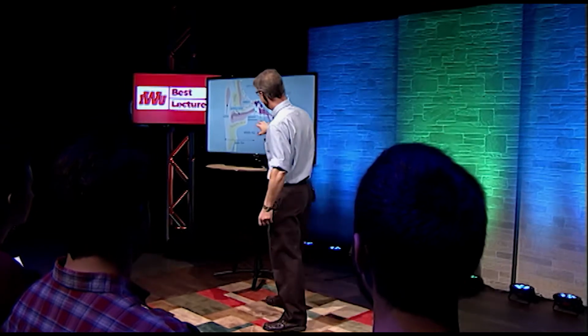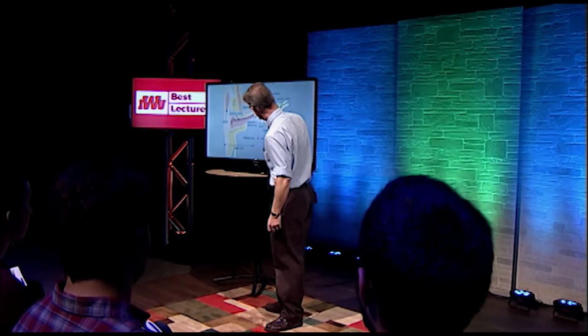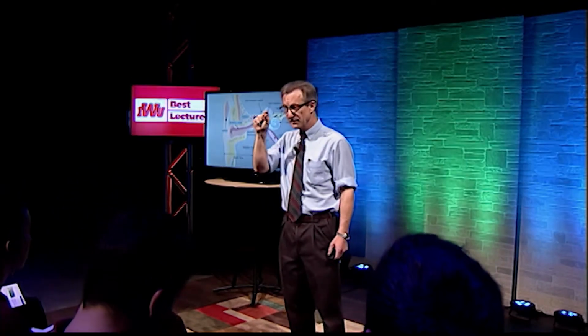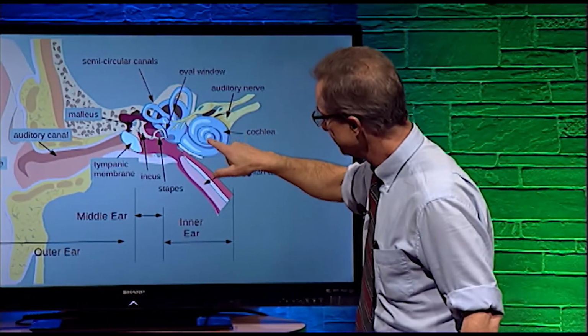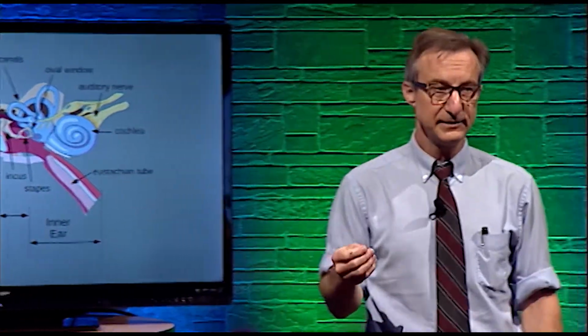And I'll talk about that in just a moment. And then the inner ear consists primarily of the cochlea. The cochlea is a very, very small organ, about the size of a pea, that's coiled in on itself and contains the means by which the frequency spectrum of that sound can be decoded.